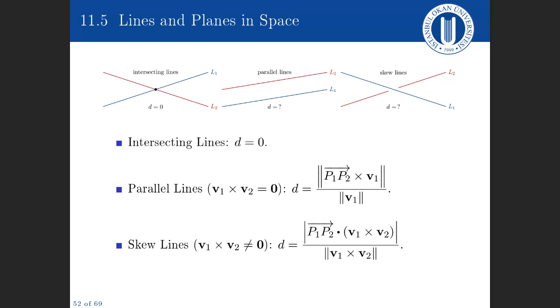Before that, let me just very quickly recap. Intersecting lines, that's easy. The distance must be 0. If we have parallel lines, this is the formula we need to use. If we have skew lines, then instead we use a different formula.